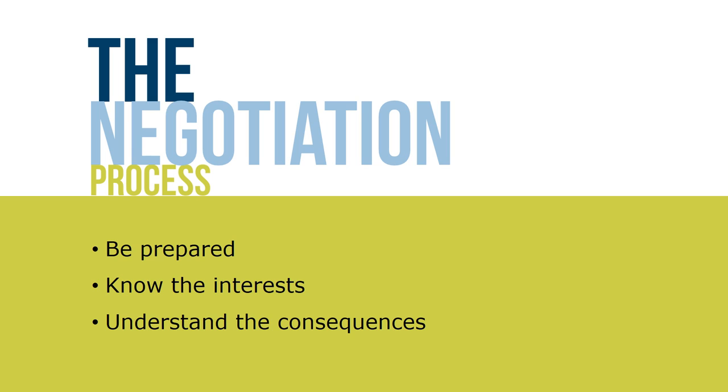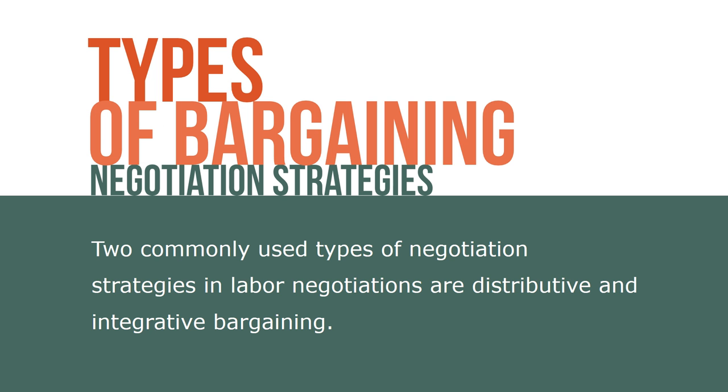First, being prepared. Second, knowing the interests of the other party and understanding the consequences of not reaching an agreement. There are two commonly used types of negotiation strategies in labor negotiations: distributive and integrative bargaining. When a distributive bargaining strategy is used, there is a winner and a loser. In an integrative bargaining strategy, either party is more cooperative and works to make a win-win solution.